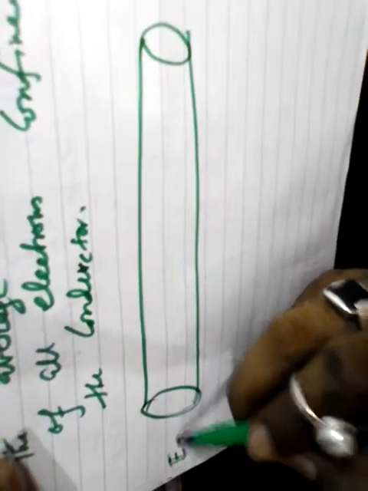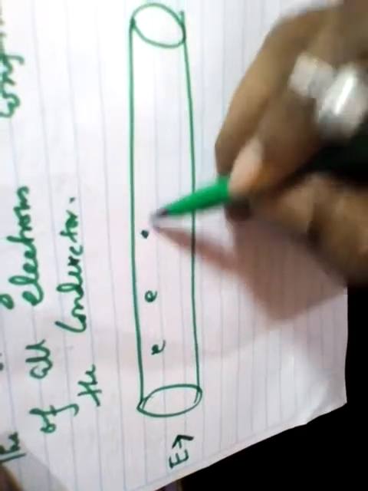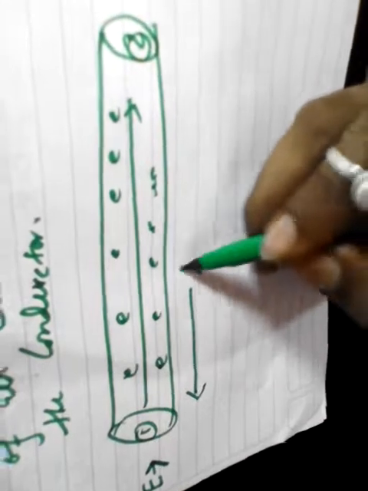Now let us consider a cylindrical conductor like that. Obviously, when the external electric field E is applied, all the electrons come into motion and they move axially from one end of the cylinder to the other end. Let us consider L is the length.